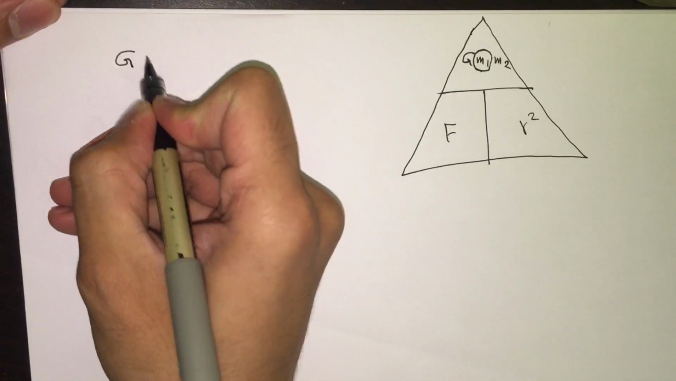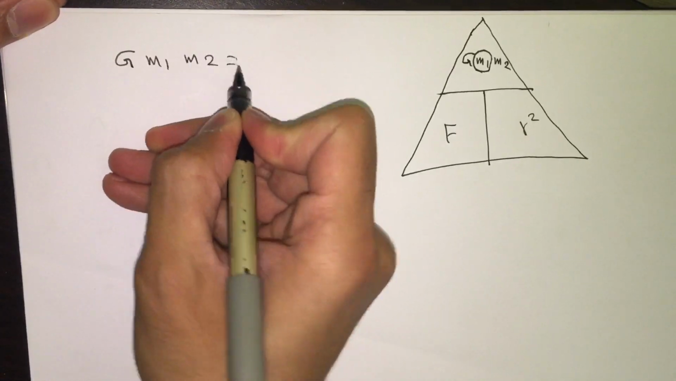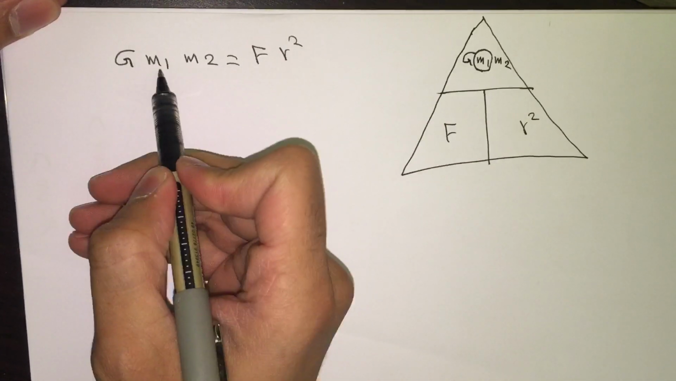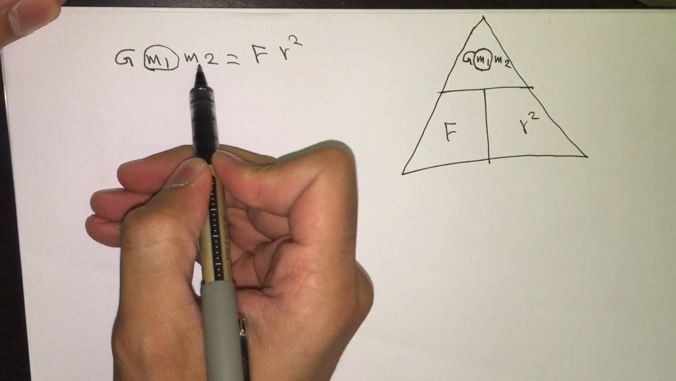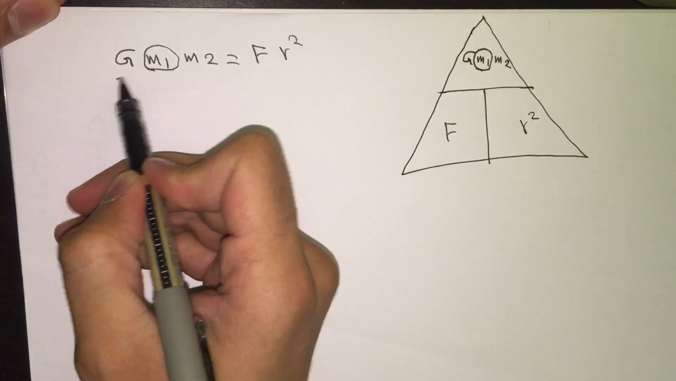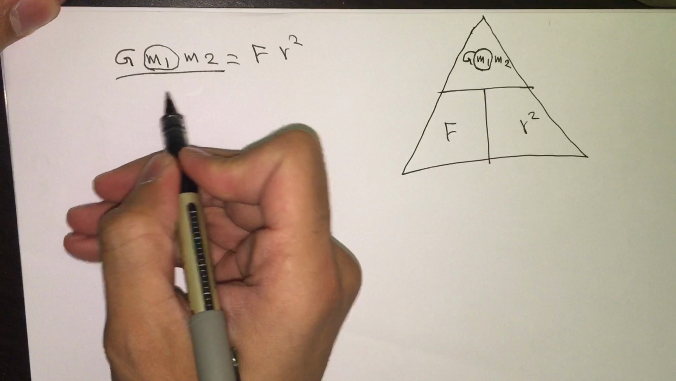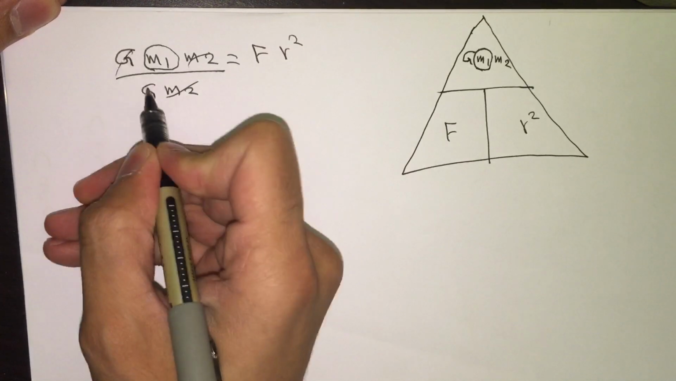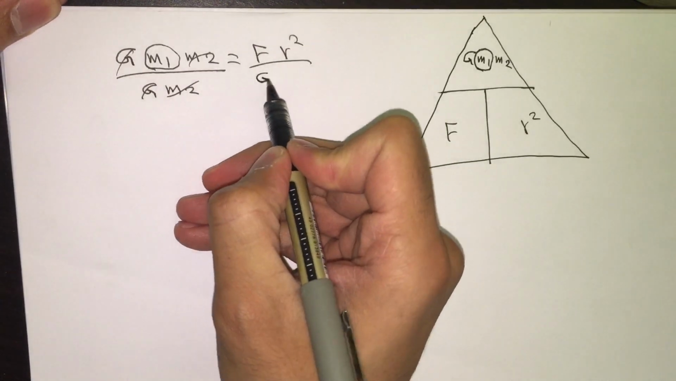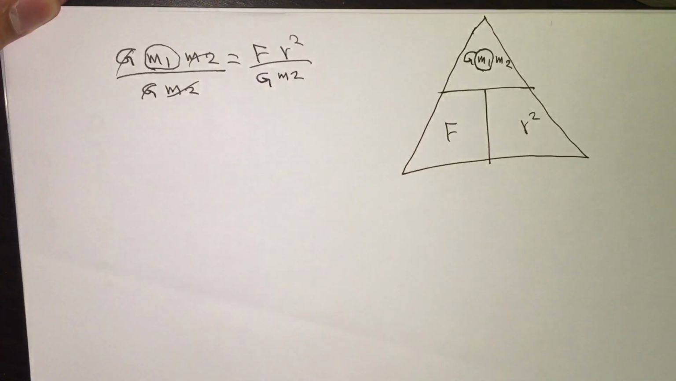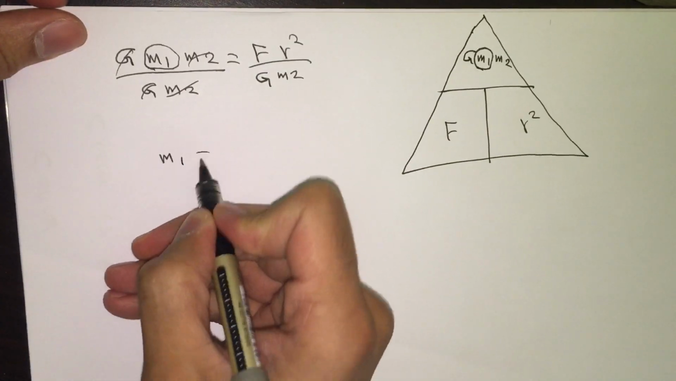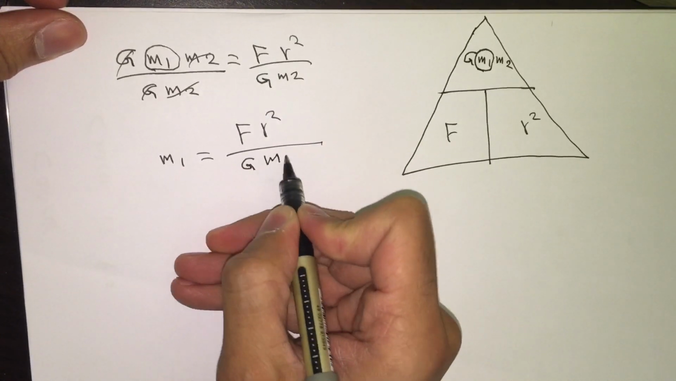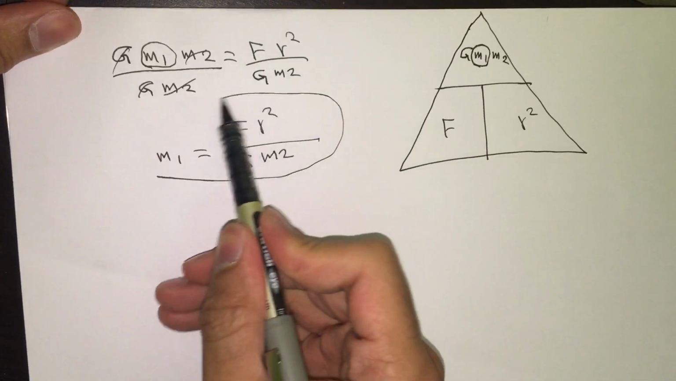G m1 m2 is equal to f times r squared. And since we only want to find this value, we divide both sides by g and m2 to eliminate them from this part of the equation. So g and m2 will cancel, and we divide the other side by the same value. And we're left with m1 is equal to f r squared divided by g m2, and that's how you find m1.